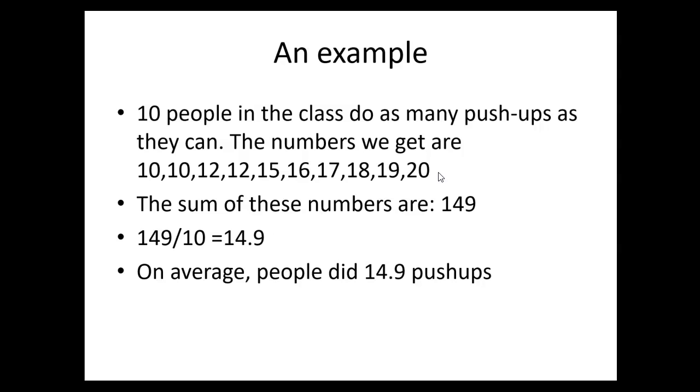I'll give you an example with push-ups. Let's say 10 people in the class do as many push-ups as they can, and these are the numbers that we get: 10, 10, 12, 12, 15, 16, 17, 18, 19, and 20. The sum of these numbers is 149, and now we get the mean by dividing that by the number of cases, 10. So on average, people in the class did 14.9 push-ups.